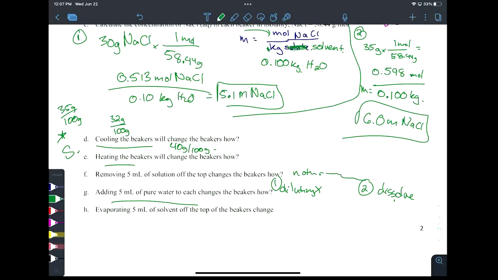And then finally, beaker 2. If we evaporate 5 milliliters of solvent, what will happen for beaker 2, the saturated one? Some solid has to fall out in order to maintain that 35 to 100 gram ratio. There's not as much solvent, so some solid has to fall out. Okay, all right, there we go.